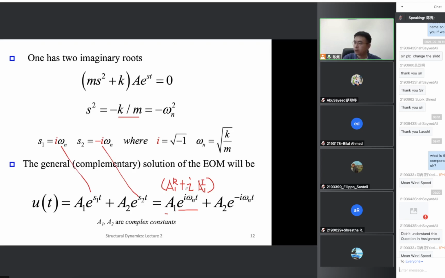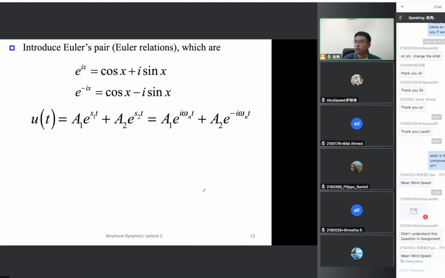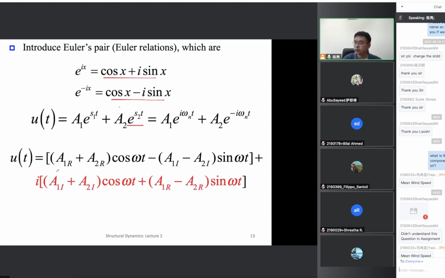And then going back, you can introduce the Euler equation here, and express A1 as this part, A2 as a similar part, which gives you something like this. So this one is A1 real, A1 imaginary, A2 real, A2 imaginary, and this one became this part, and this one became this part. You can have the final expressions like this.